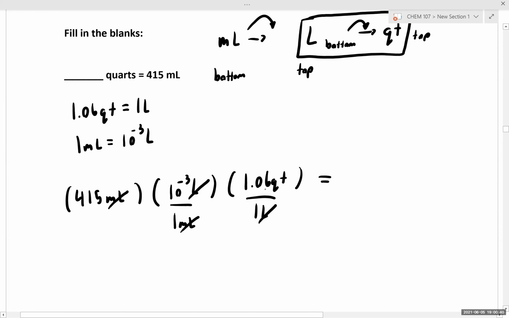Multiplying it out, we're left with 439.9 times 10 to the negative third quarts, which we round to 3 significant figures, which in this case would be written as 4.4 times 10 to the negative first quarts. 4.40 to retain the 3 sig figs.